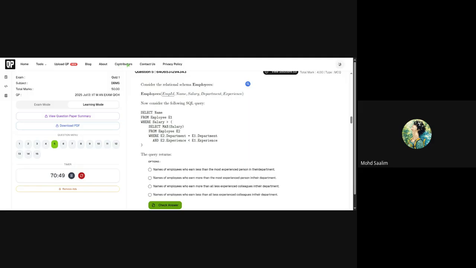Select max of salary. We have two employees. Their departments are the same. The employee that we are selecting is more experienced and his salary is greater than the maximum salary of such employees who are from the same department and who have less experience than him.